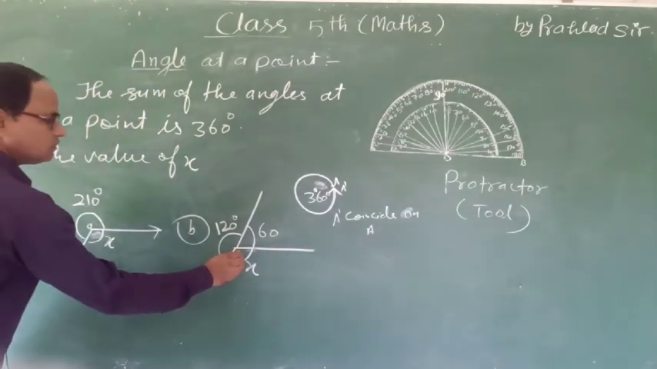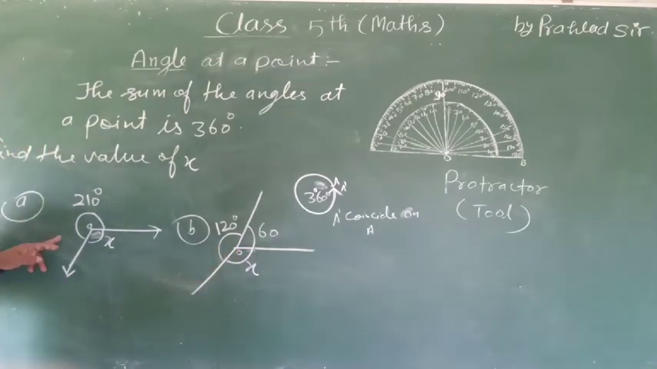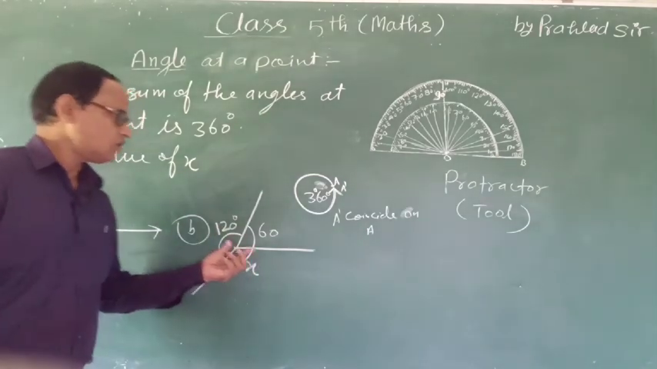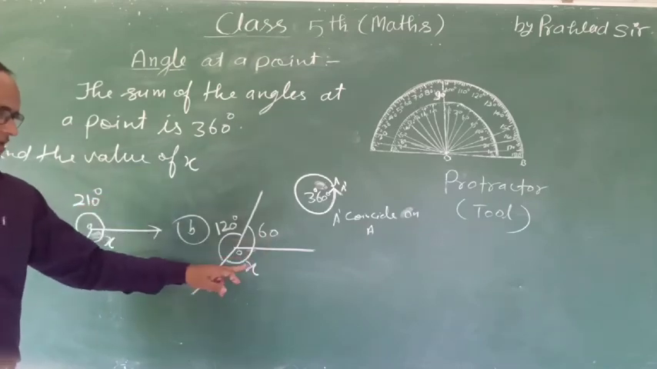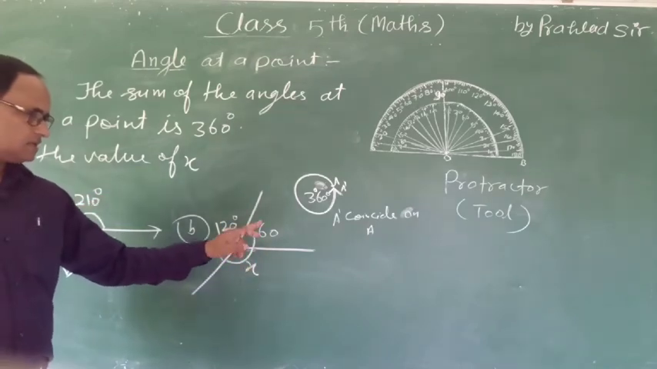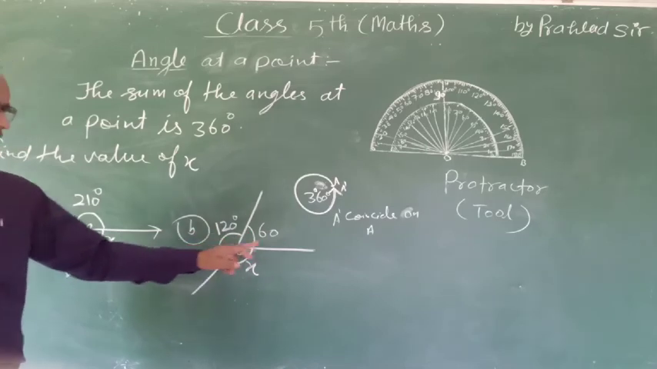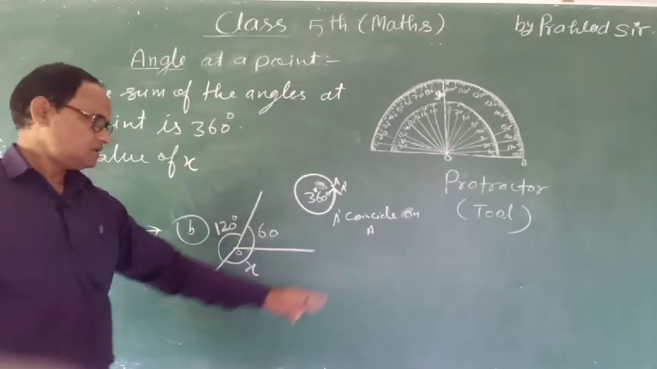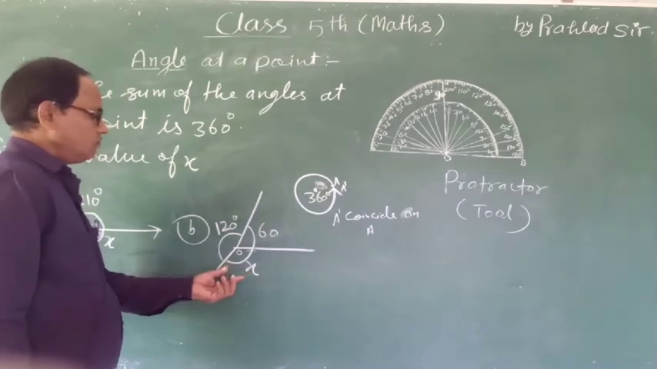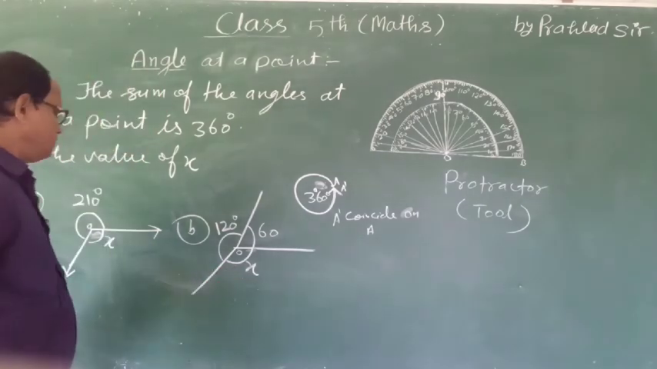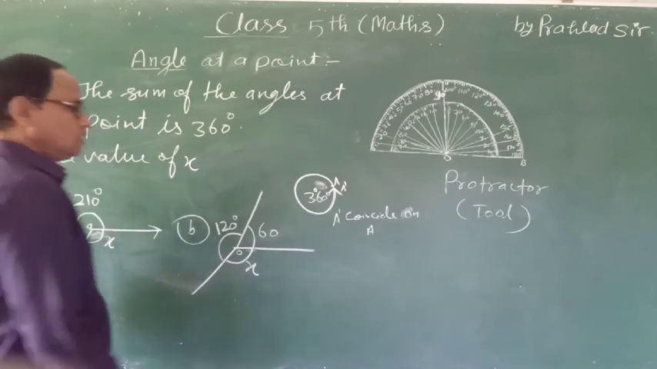These types of problems you can solve on this basis. The sum of all angles, x plus 60 plus 120, is equal to 360 degrees. Then you can find the value of x by this formula.